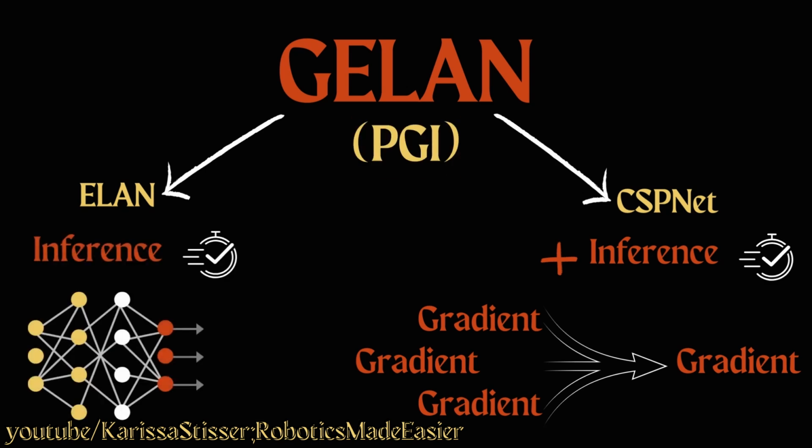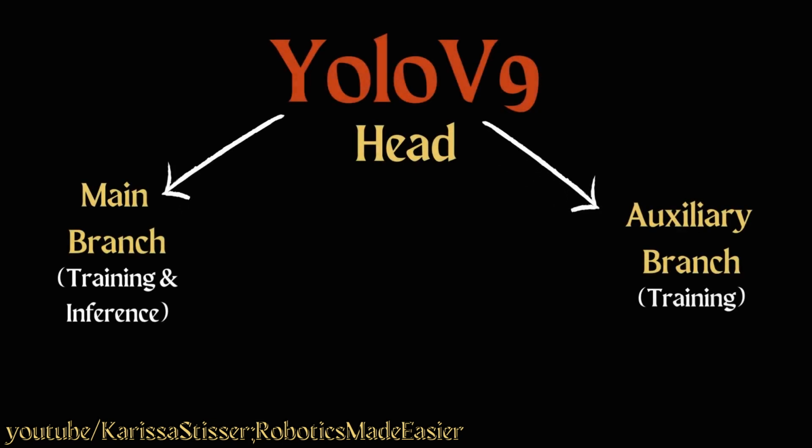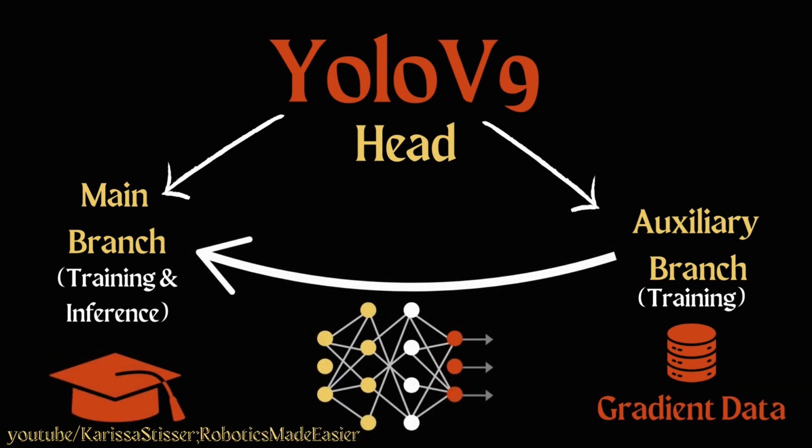GELAN fits the new PGI framework, which allows the model to be able to learn from the data more effectively, and is built flexibly to be able to handle other processing blocks. Spatial pyramid pooling is used with ELAN to help capture multi-scale feature information. Similarly to YoloV7, YoloV9 uses an auxiliary branch component in the head, which captures and retains gradient information during training, helping the main branch more quickly learn what it needs to learn.